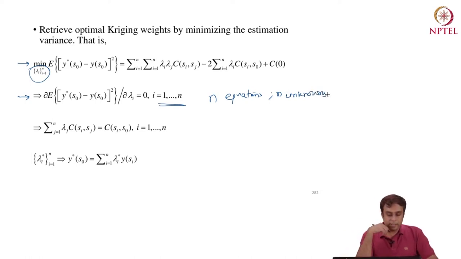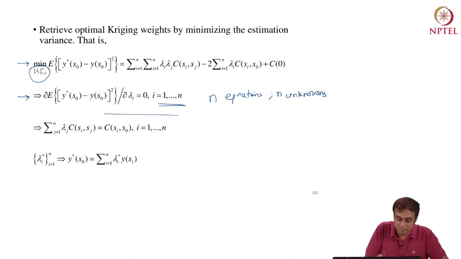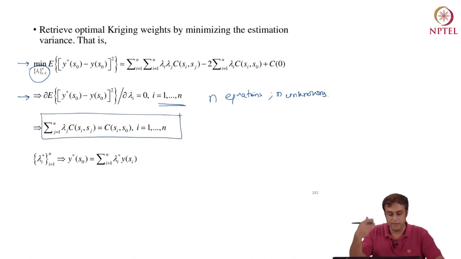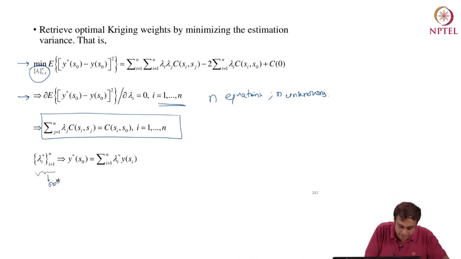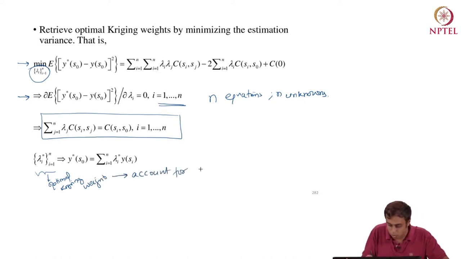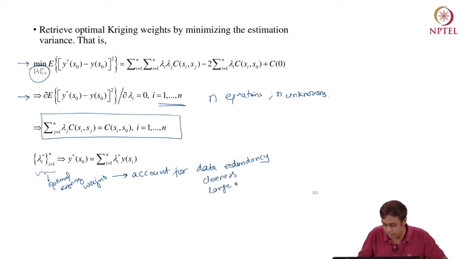It turns out that you will have a very convenient formulation of weights, which we will see in matrix form going forward. But the idea is that I will have my lambda i star, which are the optimal weights. And remember, these weights account for data redundancy, they account for closeness, and they account for large scale variation in data.